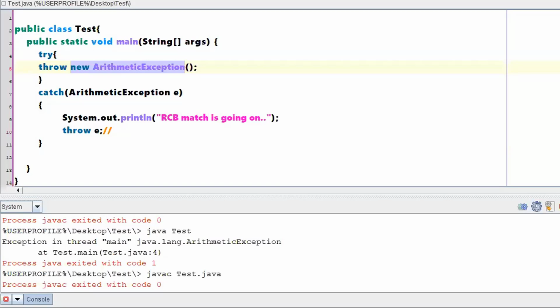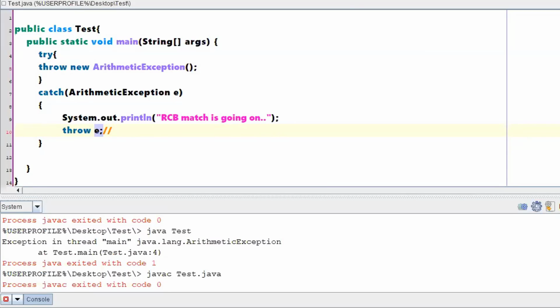Okay. If anybody has any questions, you can post those questions in the chat box. I already told you we will see a working example of throw in a later class. But what you need to remember is, with throw, you can create a new object and throw the exception, or you can use the object of a catch block as an argument to throw.